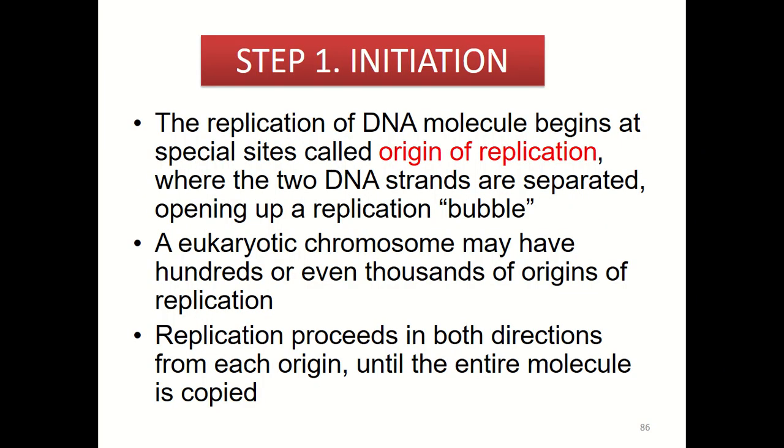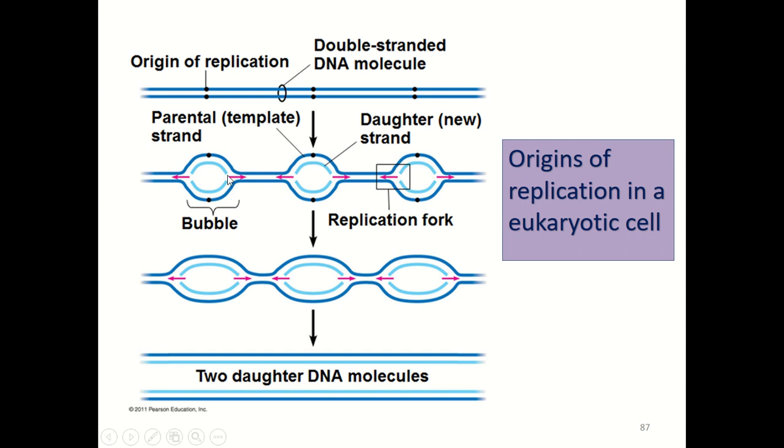So let's look further at the details of the initiation step. Replication of DNA begins at a special site called the origin of replication, which is the point where the DNA strands will be separated, opening up a replication bubble. I will show it to you later. A eukaryotic chromosome may have hundreds or even thousands of origins of replication, meaning they will contain a lot of replication bubbles. The replication will proceed in both directions from each origin until the entire molecule is copied. As you can see here, they will form a lot of bubbles, and DNA replication will continue at both sides of the replication bubble.